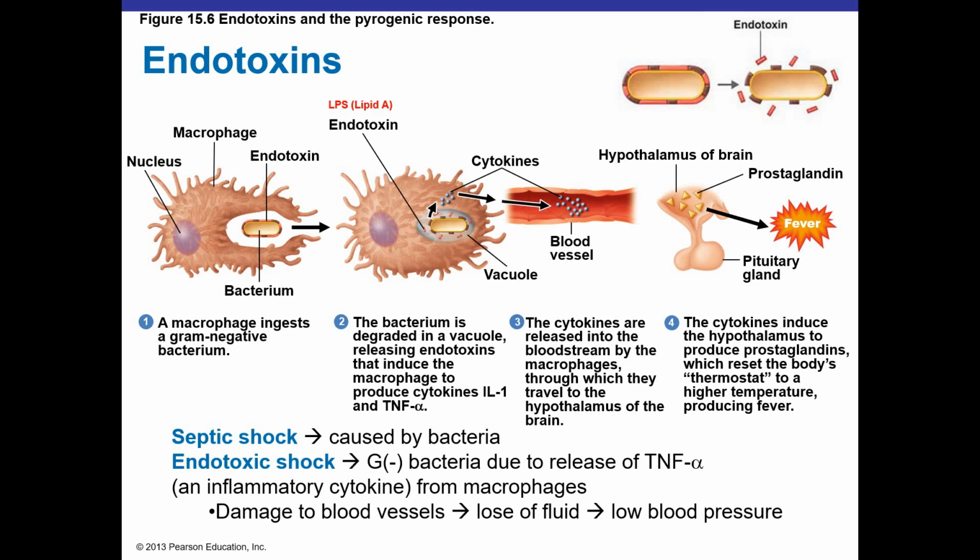When that gram-negative bacteria is ingested by the macrophage and things like TNF-alpha are then released, they start to damage blood vessels and cause them to become leaky. You then have loss of fluid and a critical drop in blood pressure that again could cause shock and be potentially lethal. Septic shock can be caused by any bacteria. Endotoxic shock is specifically from gram-negatives.